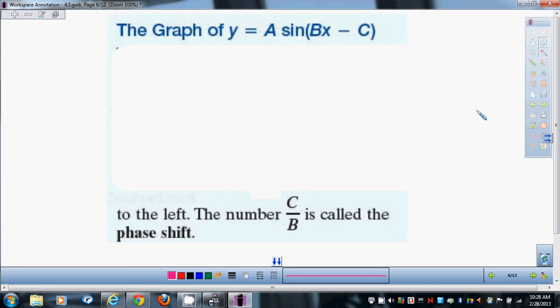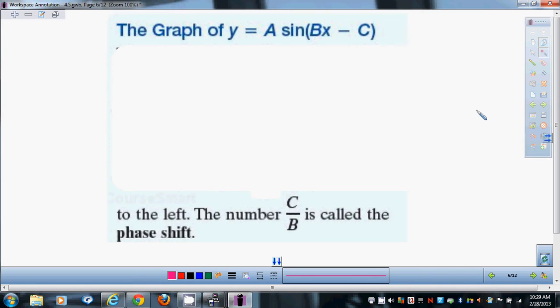Now also notice, see how it says Bx minus C? That means, remember when we did synthetic division, if it was x minus 4, you just took the 4? Same thing. If it's minus, you just take C as it is. But if it's plus C, then it'll be like the negative of that number. So that's something we'll have to keep in mind as we're doing our examples.